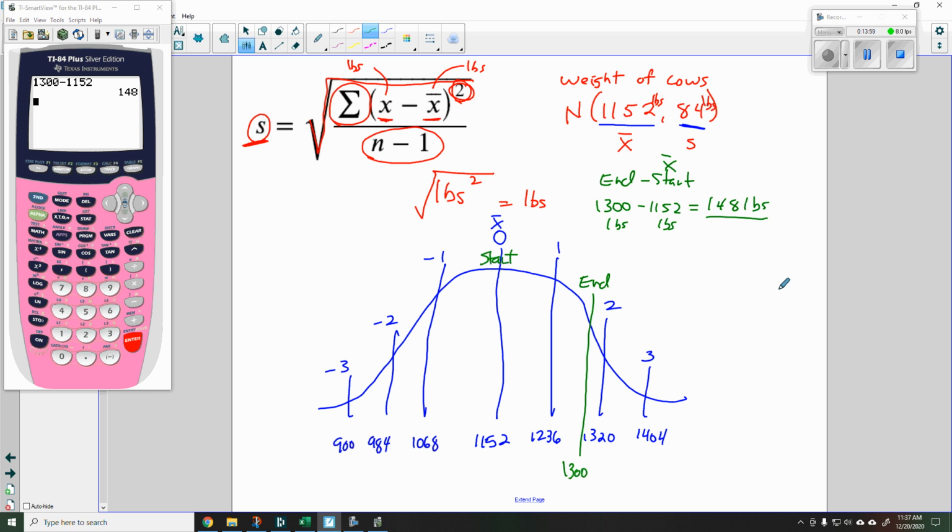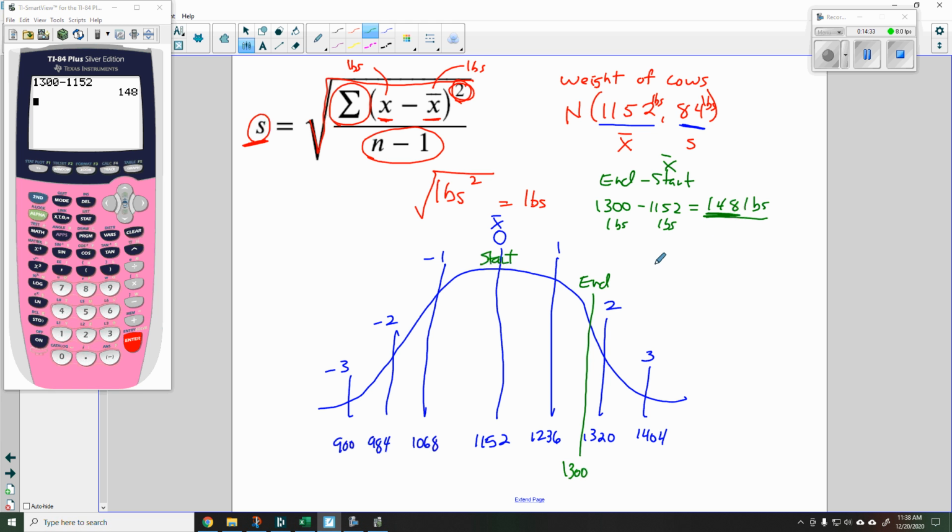Well, that's fine and dandy. But that doesn't tell me exactly what I want to find out. I would like to know how many standard deviations that cow is either above or below the mean. So I know that it's 148 pounds above the mean. But how much above average? That's how we measure, a standard deviation is kind of giving us a ruler.